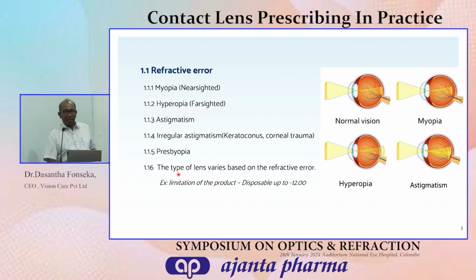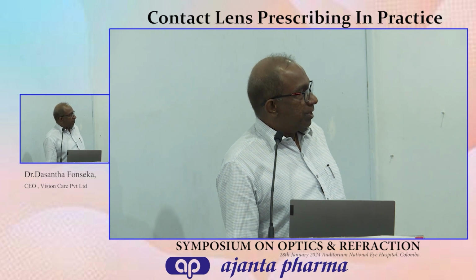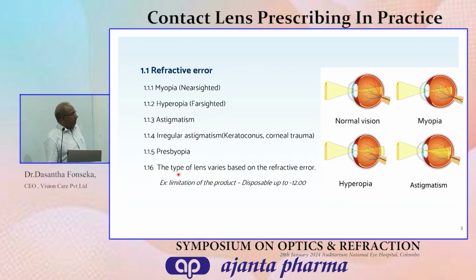Now refractive error is the main concern. So if you look at myopia, hyperopia, astigmatism, irregular astigmatism, presbyopia, all types of lenses vary based on the refractive error. Though there are limitations, as an example, if you are going to use disposable contact lenses, the 2 weekly disposable contact lenses are only available up to -9. A monthly disposable is available only up to -12. So all the other refractive errors can be covered with different kinds of contact lenses.